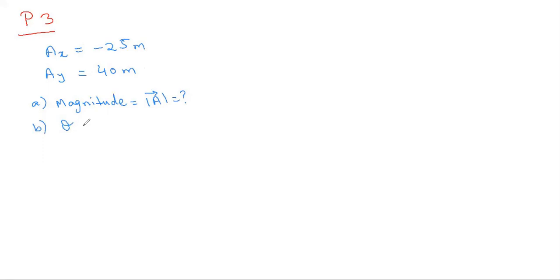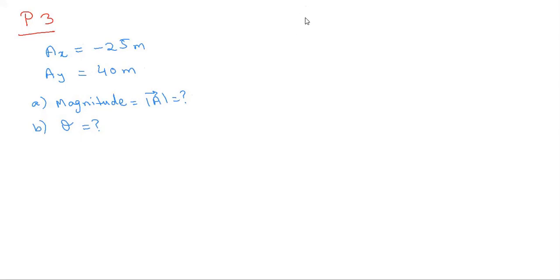In this problem, the x component of a vector is minus 25 meter and the y component is 40 meter. So vector A's x component is minus 25 meter and the y component is 40 meter. We have to find the magnitude of vector A, and the angle theta which this vector makes with the positive x-axis.